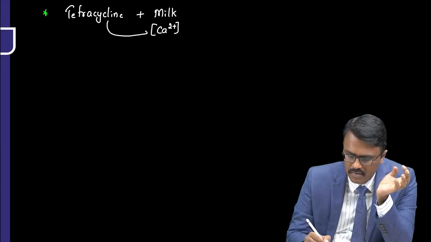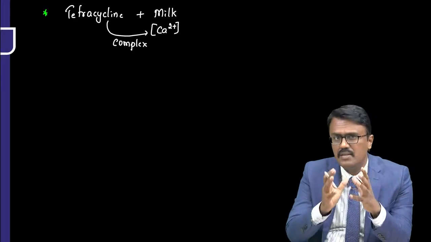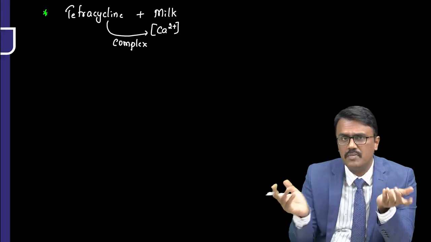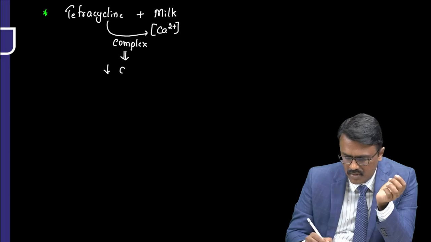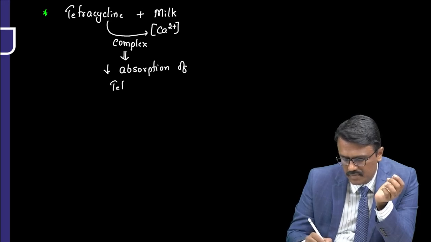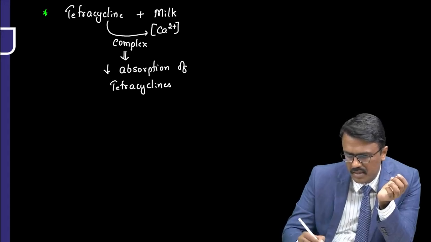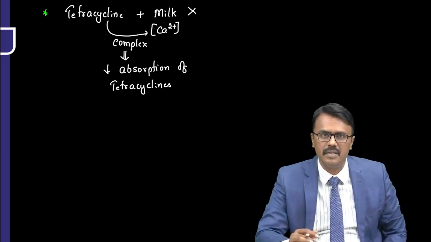Tetracycline and calcium will form a complex. Now, if they form a complex, they are big in size. If the size is big, they cannot be absorbed. So, this will lead to decreased absorption of tetracycline. So, the message here is don't combine tetracycline with milk. That's the message.